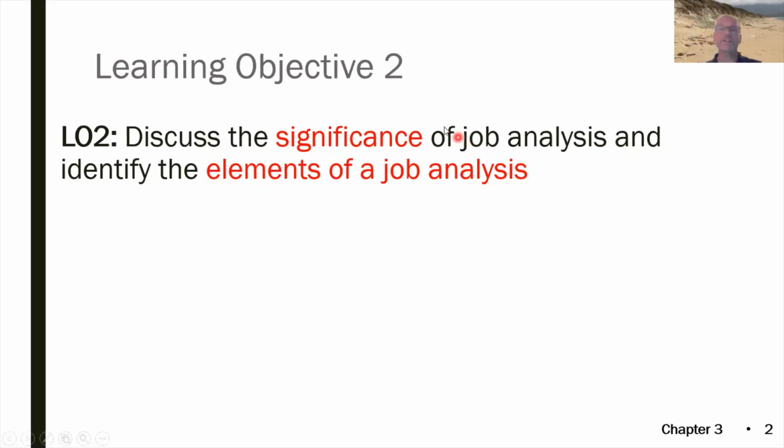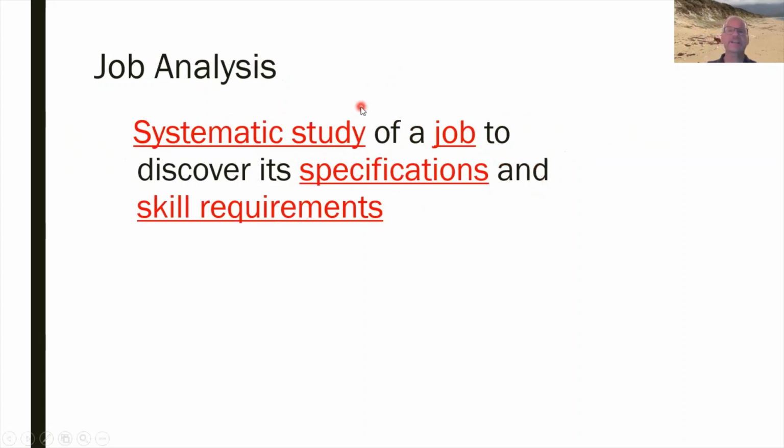All right, first one. The second one talks about what is the significance of job analysis and identify the elements of a job analysis. So why is it important and what's a part of a job analysis? Simple slide: systematic study of a job to discover its specification and skill requirements. What exactly does a server at Tim Hortons do? What exactly does an instructor at Medicine Hat College do, right? In order to find this out, we need to do what's known as a job analysis. Okay, what they do.